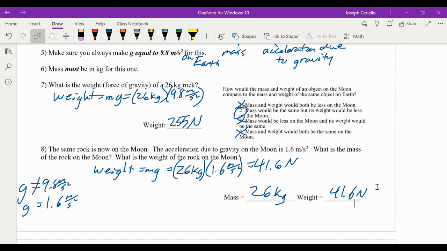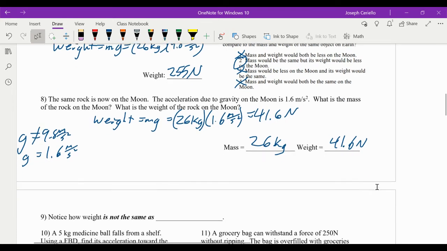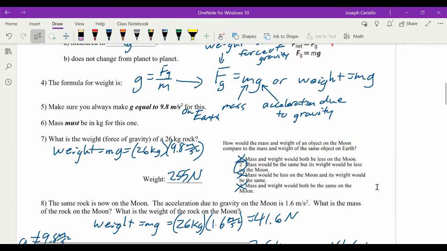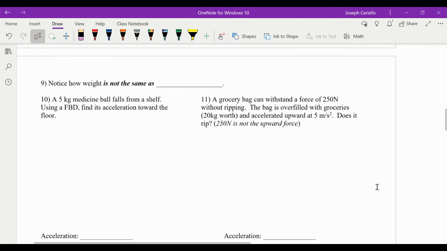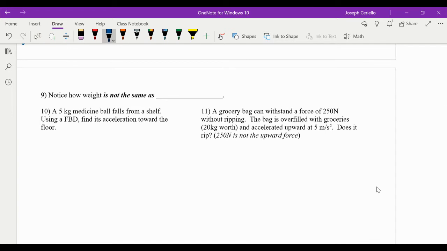But think about how much smaller it is. 41 over 255, that's like a fifth. Okay, less than a fifth. It's like a sixth the weight. I keep saying mass. Even I make the mistake. Notice how weight is not the same as mass.